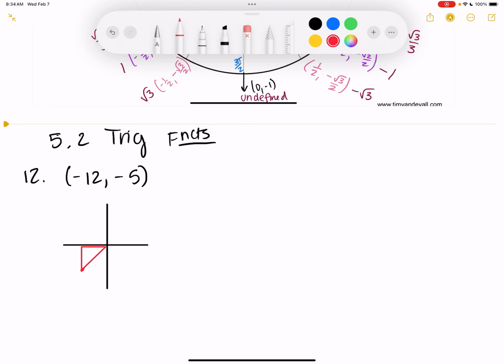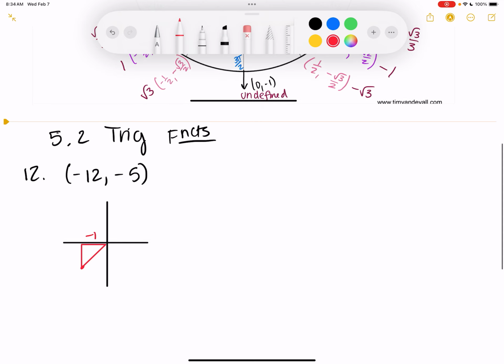Now, when you do these problems, the triangle always, always, always has to have a side on the x-axis, and not the y. That's going to be the biggest issue with these: people draw it the wrong way and thus get the problem wrong. So it's always going to touch the x, never the y. So -12 is our x value, so that's going to go here. -5 is our y, so that's going to go here.